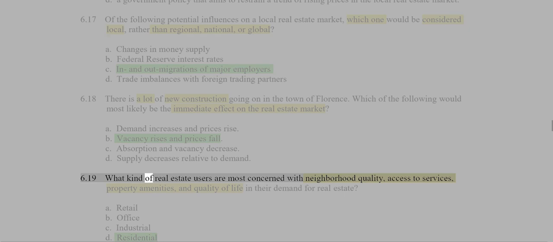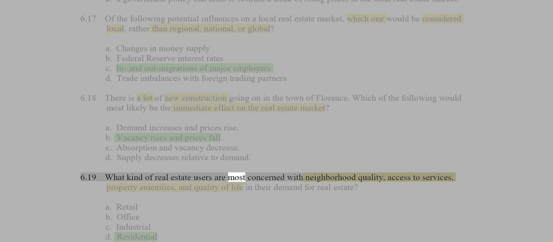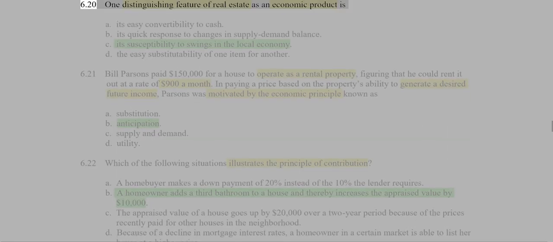6.19 What kind of real estate users are most concerned with neighborhood quality, access to services, property amenities, and quality of life in their demand for real estate? A. Retail. B. Office. C. Industrial. D. Residential. 6.20 A distinguishing feature of real estate as an economic product is A.